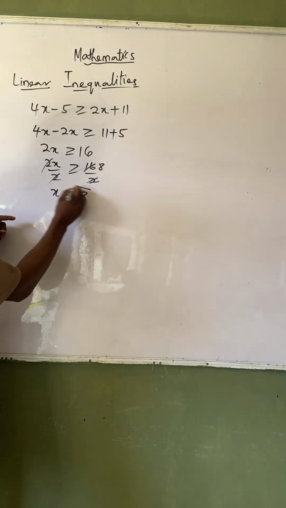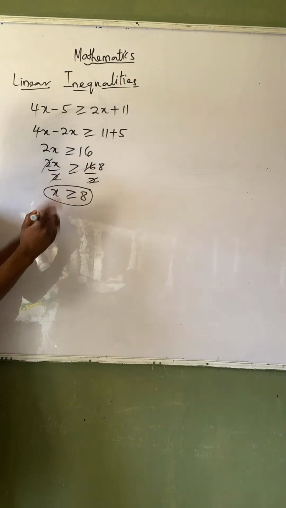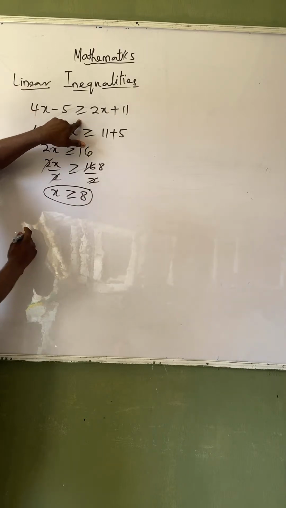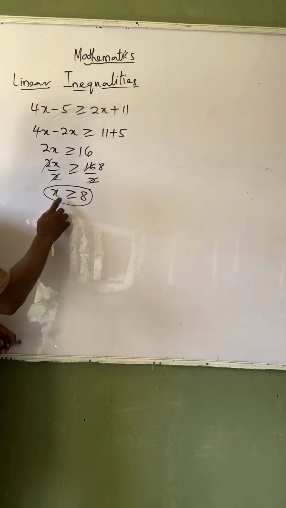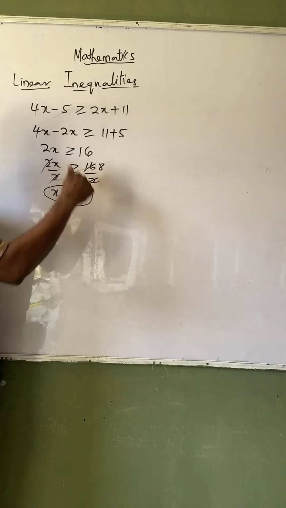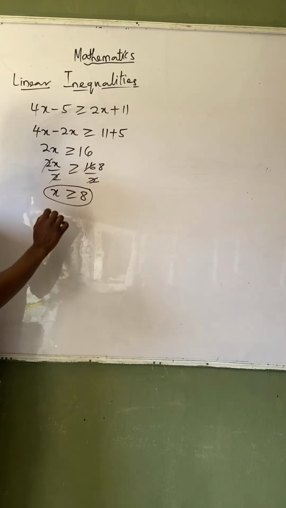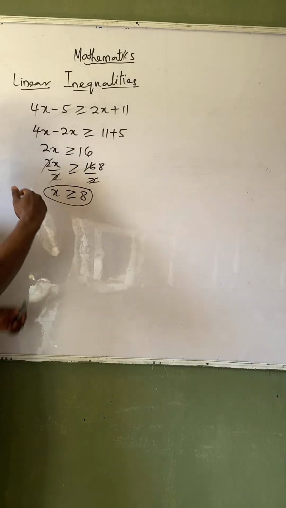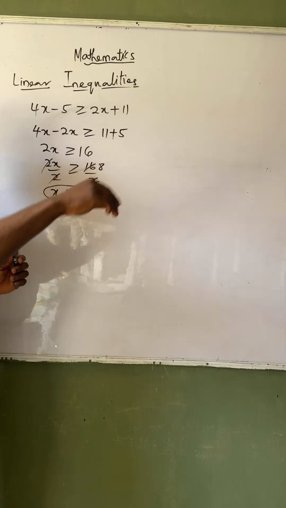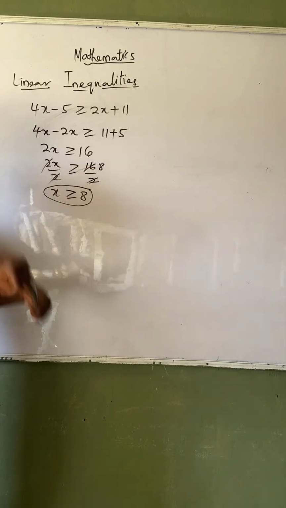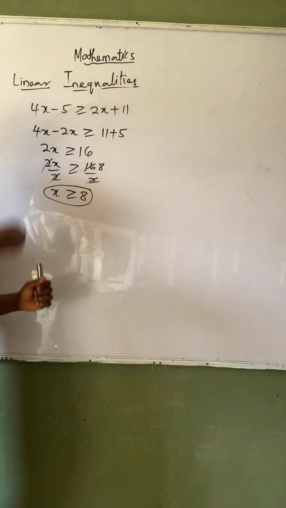Now the question says, let's check if it is true. Look at our equation: 4x minus 5 greater than or equal to 2x plus 11. Our answer is not just about solving, it is about you getting the concept. Look at this: x is greater than or equal to 8. Now, what are those values? Think about those values of x that are more than 8 or up to 8, that is, greater than or equal to 8.